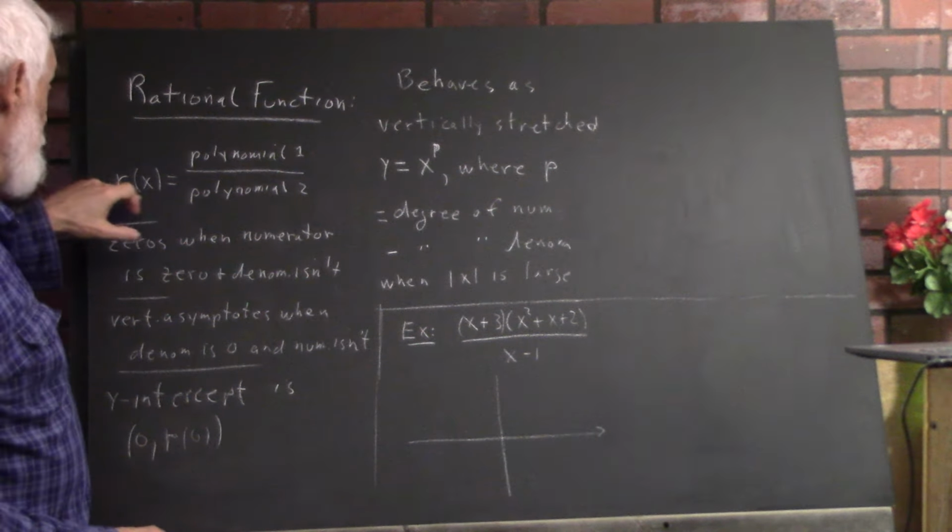Now, the y-intercept we get by plugging in x equals 0. We're going to get -2 here divided by -6 times 3. It's going to give us 1/9. So we have a very low y-intercept, and it is positive. So the y-intercept is at 0, 1/9, very close to 0.